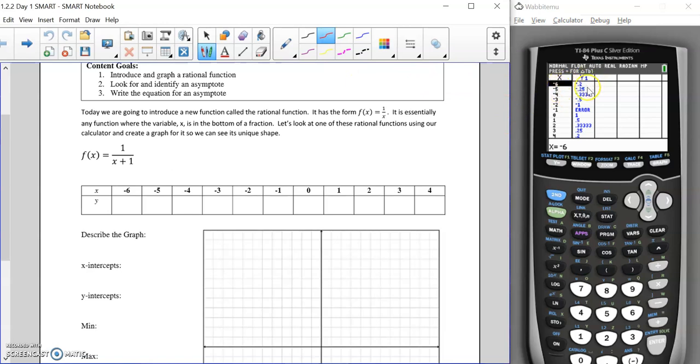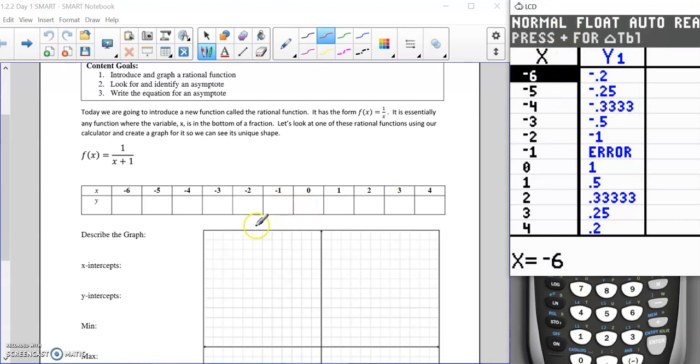At -6, it is -0.2, and maybe let me make this big. Alright, -6 is at -0.2, -5 is -0.25, -4 is -0.33, -3 is -0.5. We have an error here, which is what we're going to talk about later, so just go with it for now. And you'll see we have some repeating numbers.